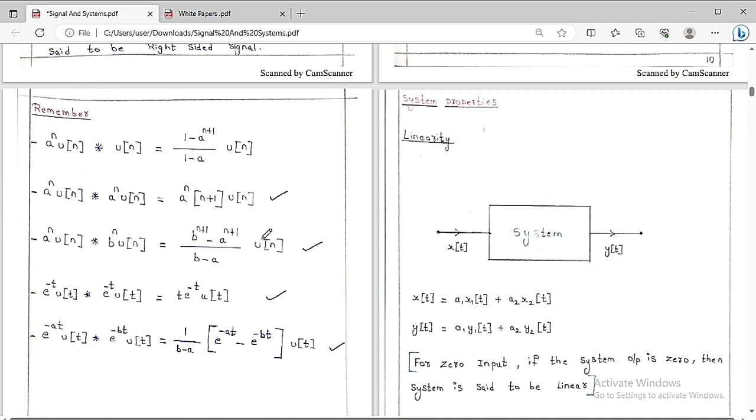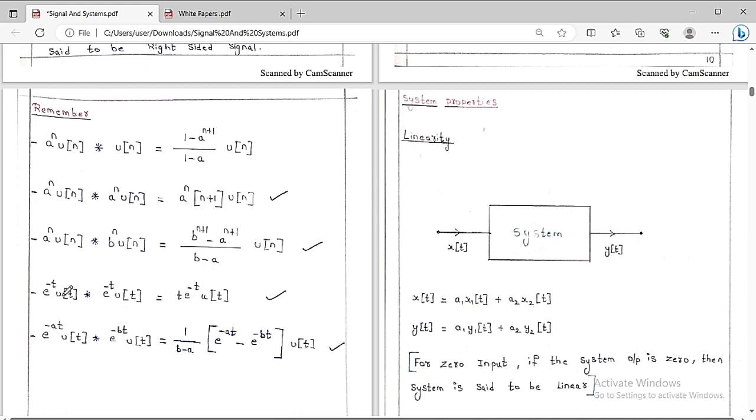So finally I'm saying, a to the power of n u of n, convolution of a to the power of n u of n, is equal to a to the power of n into (n plus 1) into u of n. And a to the power of n u of n, convolution of b to the power of n u of n, is equal to (b to the power of n plus 1 minus a to the power of n plus 1) by (b minus a) into u of n.